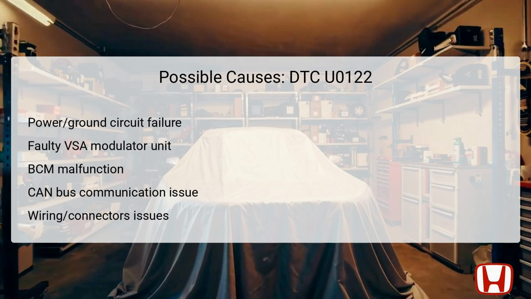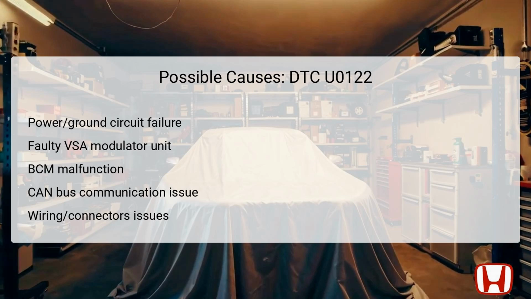First, a failure in the power or ground circuit of the VSA modulator control unit can prevent normal operation, leading to data communication loss. A faulty VSA modulator unit itself may also not start normally, causing the BCM to log the DTC. Additionally, a malfunction within the BCM could disrupt communication pathways.